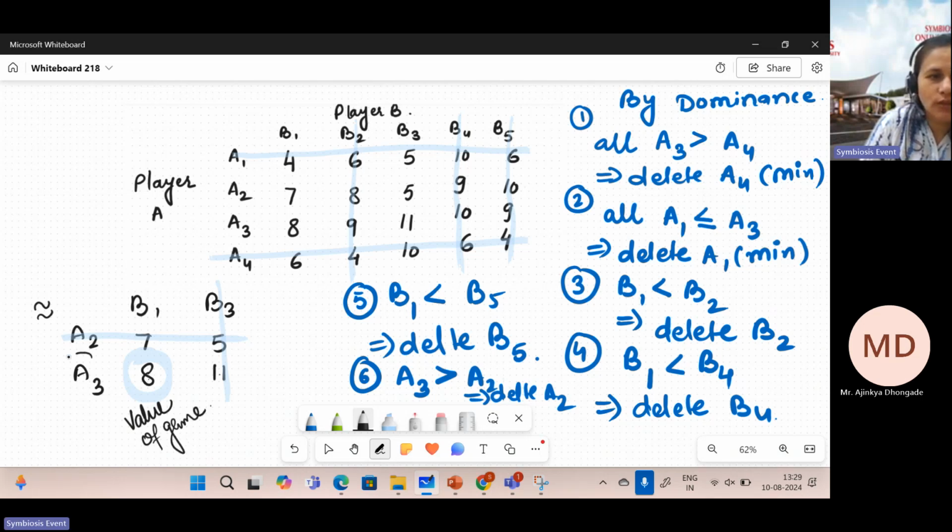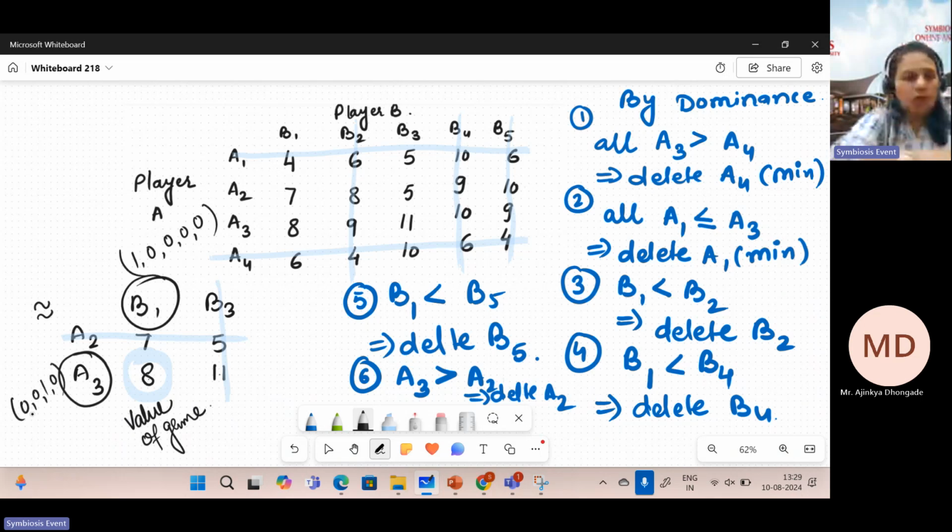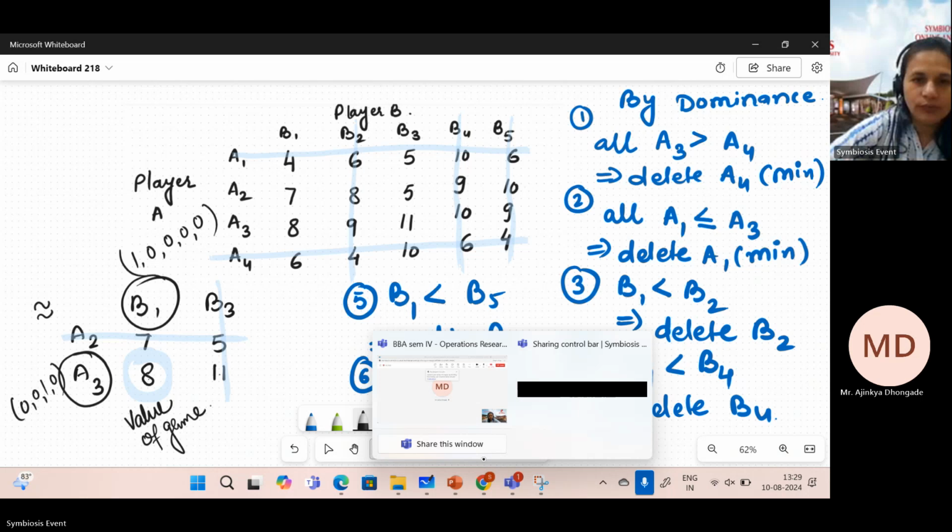What strategies? A3 and B1. That means 0, 0, 1, 0, 0 and 1, 0, 0, 0, 0. So what you got before, the same you have received here. The only difference is that I adopted the dominance rule here, and there I applied the maximin-minimax principle. Is that clear to you, dear?